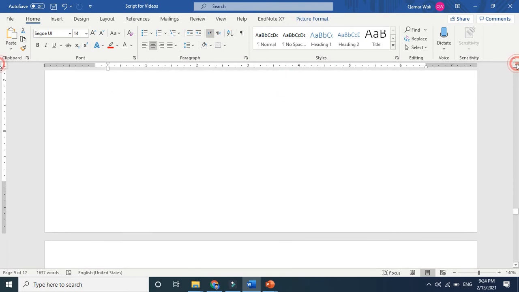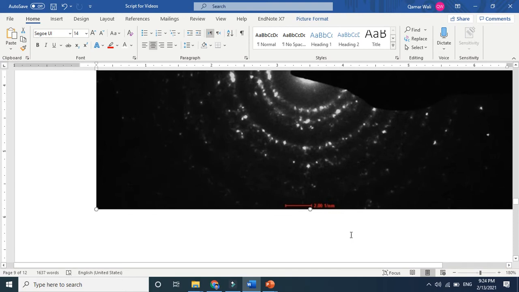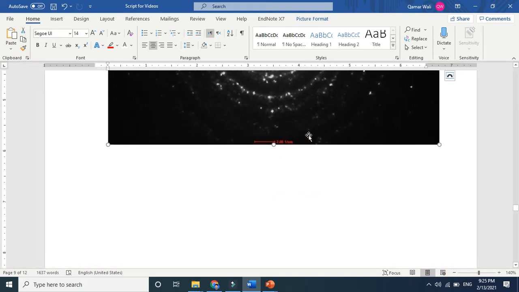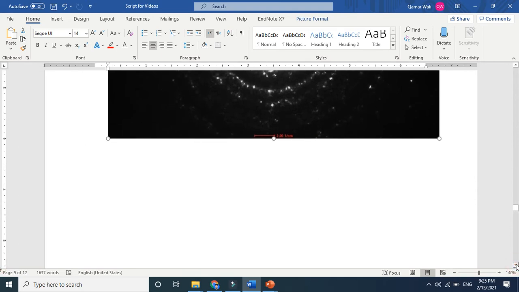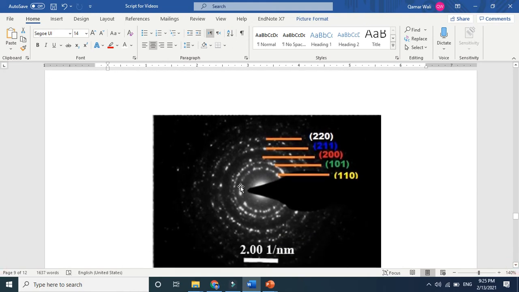If you look into this scale here, let me zoom in, this scale is 2.00, meaning 2 in 1 over nm, nanometer. This is because we are talking about the reciprocal lattice, so the unit is 1 over nanometer, right? When you want to convert this, we talk about real space, but now we are talking about the reciprocal space. This is how I assign the HKL value for each ring.